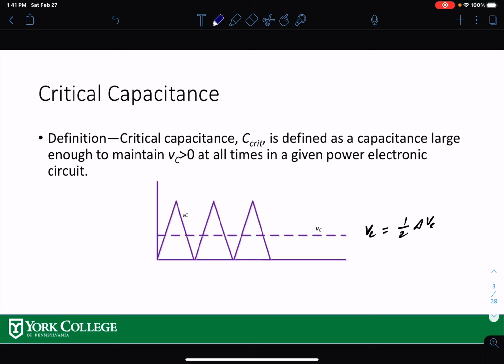So if you remember from the last lecture, we talked about critical inductance, right? Same with critical inductance, when your inductor current just touches zero, but it's not zero, that's the critical inductance. Over here, your critical capacitance is the same way. When your capacitor value allows the voltage across the capacitor to just touch zero, but not go below it, that's called critical capacitance. At that point, the average capacitor voltage would be half of the peak-to-peak value. So VC, the average capacitor value, is half of the delta VC.